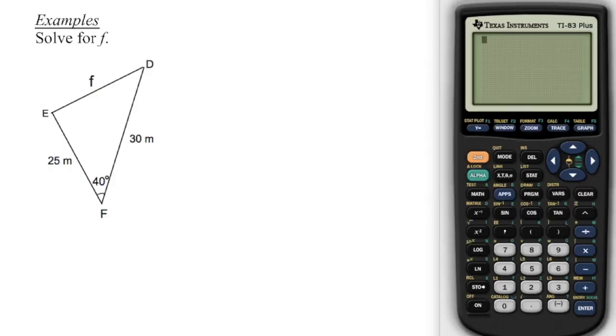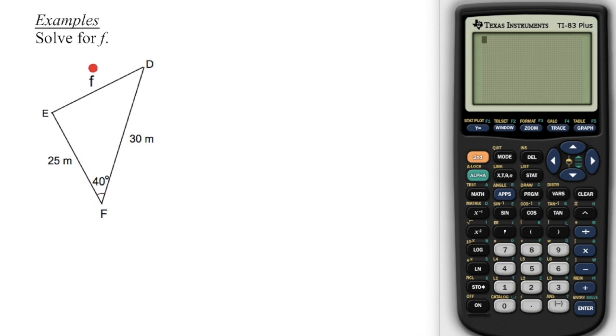Example of where we could use the cosine law. We have an oblique triangle and we do not have pairs of opposites, so we can't use the sine law. However, we have this pocket here. If we know an angle and we know the two side lengths that make up that angle, that's where we can use the cosine law.